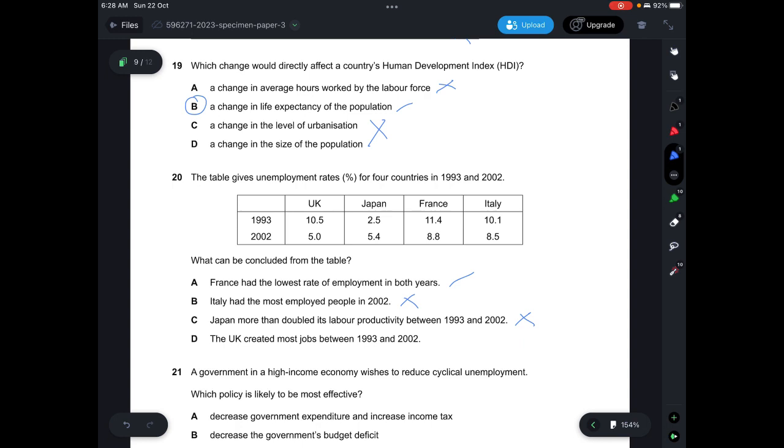And for D, the UK created most jobs between 1993 and 2002. This one is not correct because even though the unemployment rate dropped from 10.5 to 5, that doesn't mean that they created the most jobs. There could be jobs in other countries that people would not want to take. And because of that, you can't really conclude that the UK created the most jobs, because from the table alone, you can only see unemployment rates. So we need to choose the one that is closest to the table. So the answer here would be A.